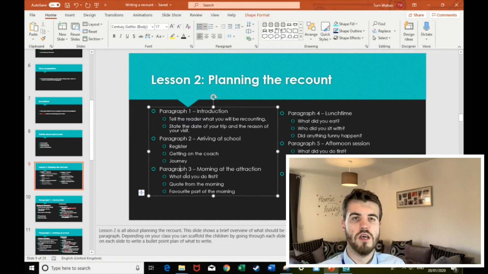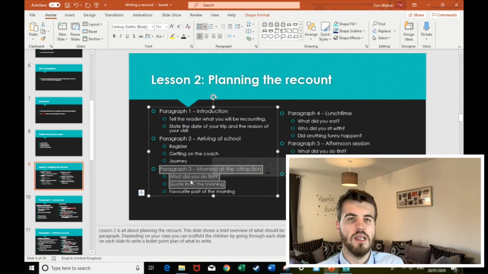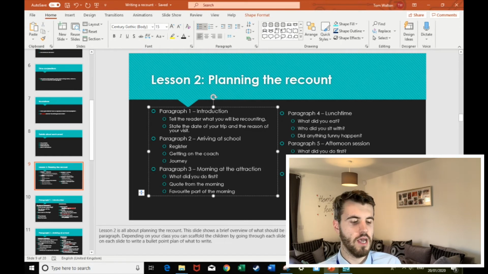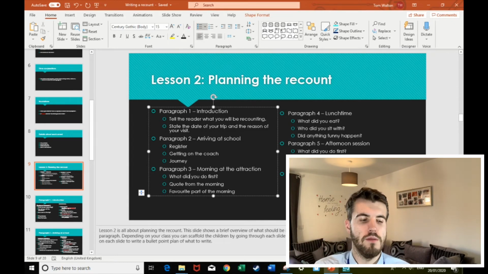That's the end of lesson 1 and we're going to go on to lesson 2 now. Lesson 2 is all about planning your recount, so making sure your plan is out there and you know what you're going to be talking about. On this slide you can see the different things we're going to be talking about in our plan, the 6 different paragraphs and what they're all about.